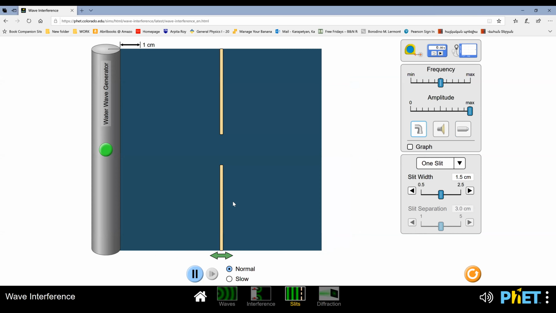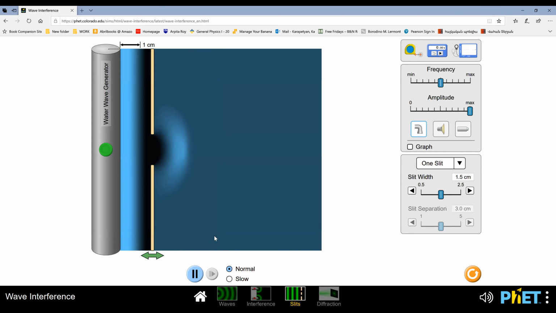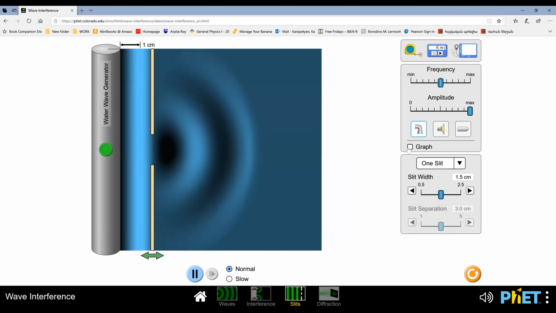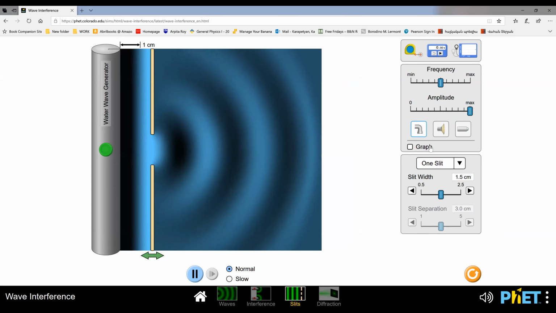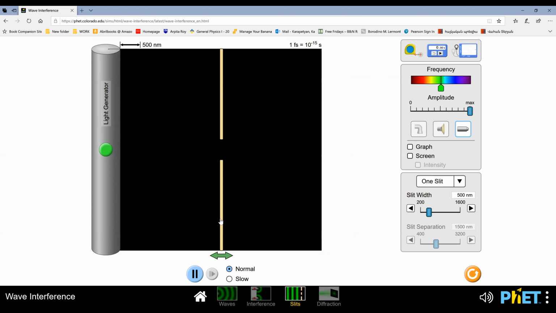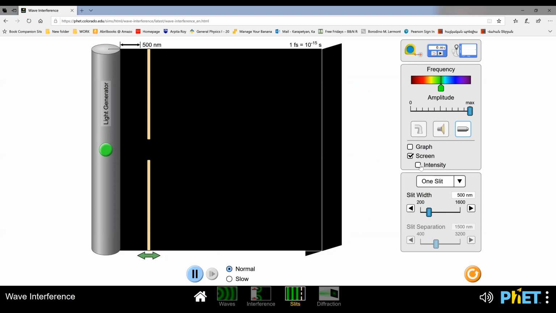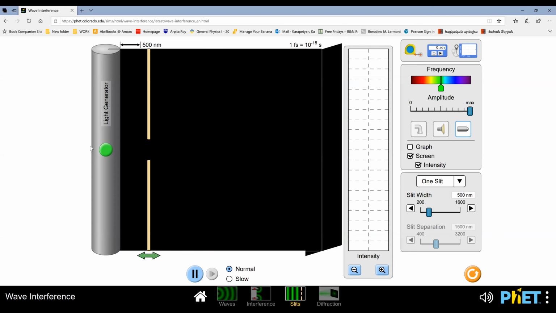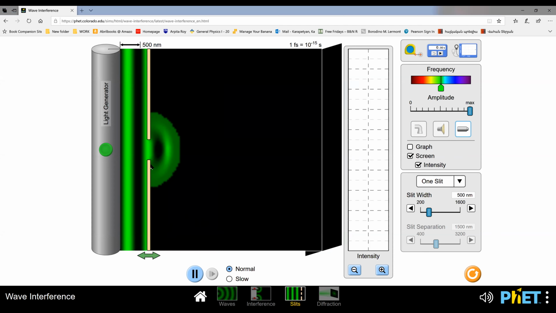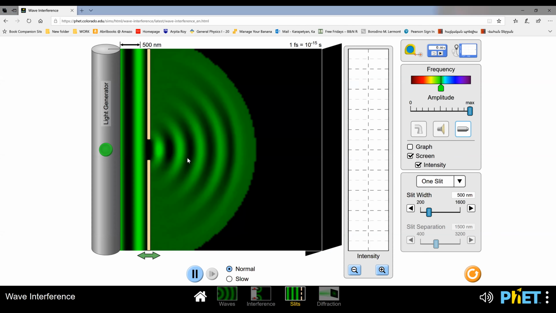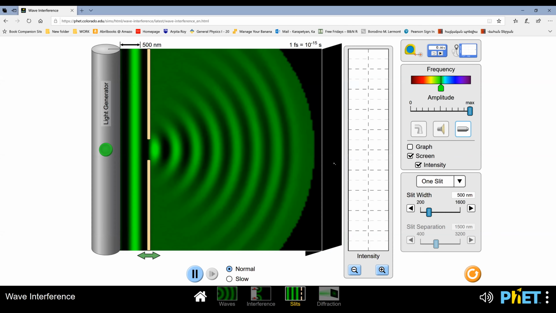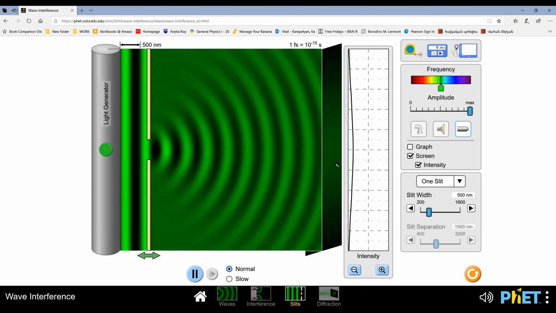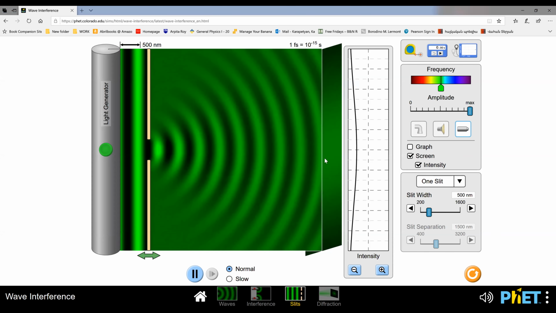Okay, so let me show this simulation again. You guys can see. We go back to this. If you restart, this time we have a single slit, as you can see. As the light goes, what we get on the screen, let's do light, because then we can do screen and intensity. As you can see, it diffracts again. When it hits the screen, you get a really broad central maxima.